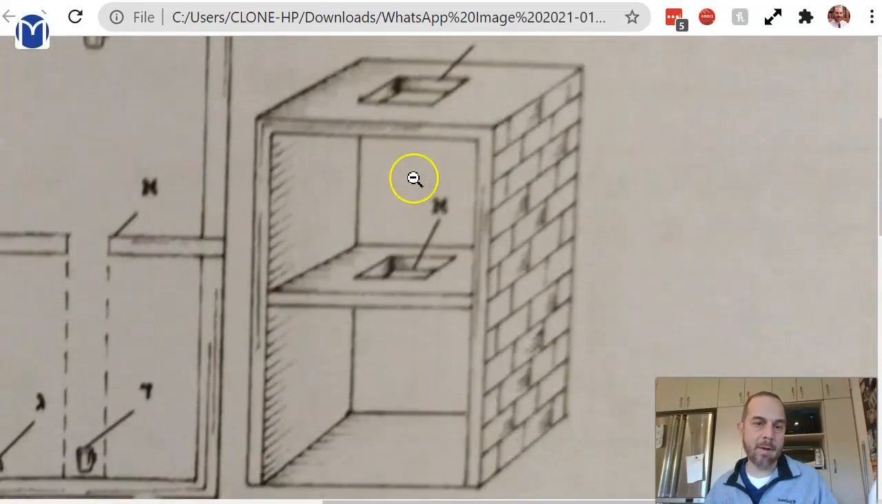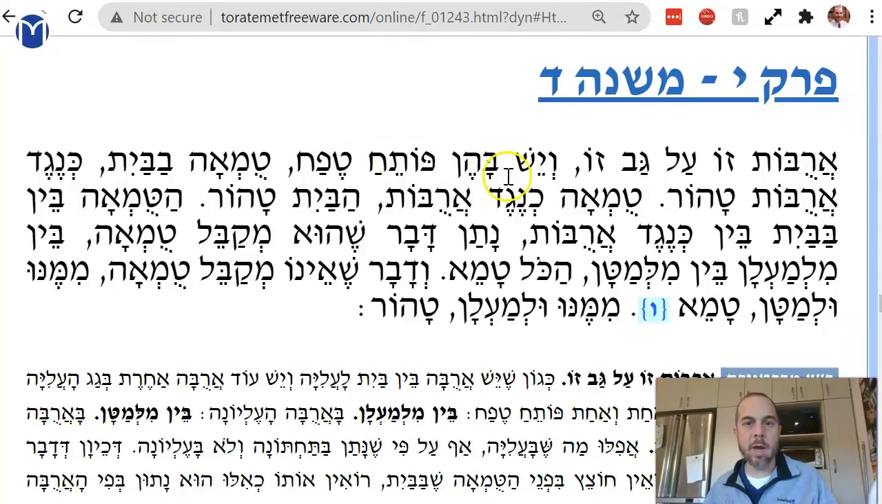And you can basically see like if there's tumah under here, it's open to the sky. So says the Mishnah, if they have a poteach tefach, tumah babayit. If there's tumah not under the skylight, then keneged arubot tahor. If I have something over the arubot, then it's tahor. Tumah keneged arubot. Again, if I have tumah corresponding to the skylights, under the skylights, habayit tahor.